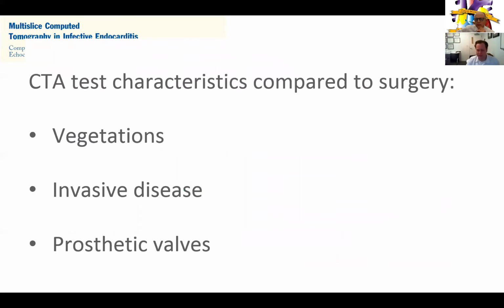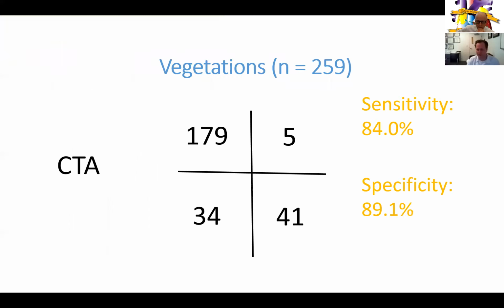So I'm going to look at the CTA test characteristics compared to surgery as the gold standard. Obviously, there's some selection bias because not all patients will go to surgery. But again, I think this gives us a sense of how CTA performs, especially in relation to transesophageal echo. And so we'll categorize this in terms of looking for vegetations, looking for invasive disease, and then looking for prosthetic valves.